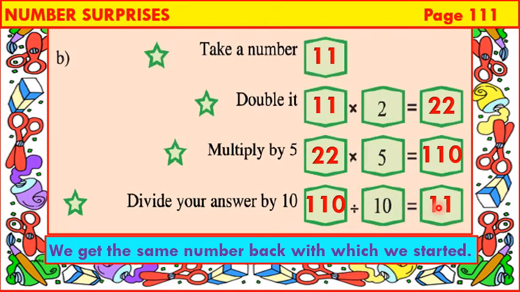We get 11. In this question also, we got the initial number back. Here, we assumed the number 11, and after doing 3 operations, we got the same number 11 back. This game also you can play with your family and friends by asking them to assume a number and then performing these 3 operations and then getting back the assumed number.